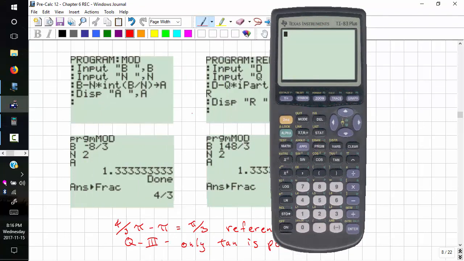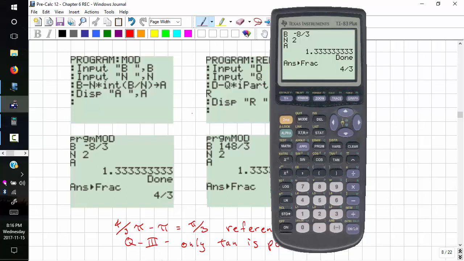Okay, so to run the program, you just press program, and then we execute the mod function, and we press that, enter, and we enter our number. So enter this without the pi. So we'll do the negative 8 over 3 example first, and you can just enter negative 8 over 3. And then we enter 2. We don't need to enter the pi because we're assuming that we're going to put that back in. And we get 1.3, and we can go to the math frac function, and that turns it into a fraction, and we have 4 over 3 pi.